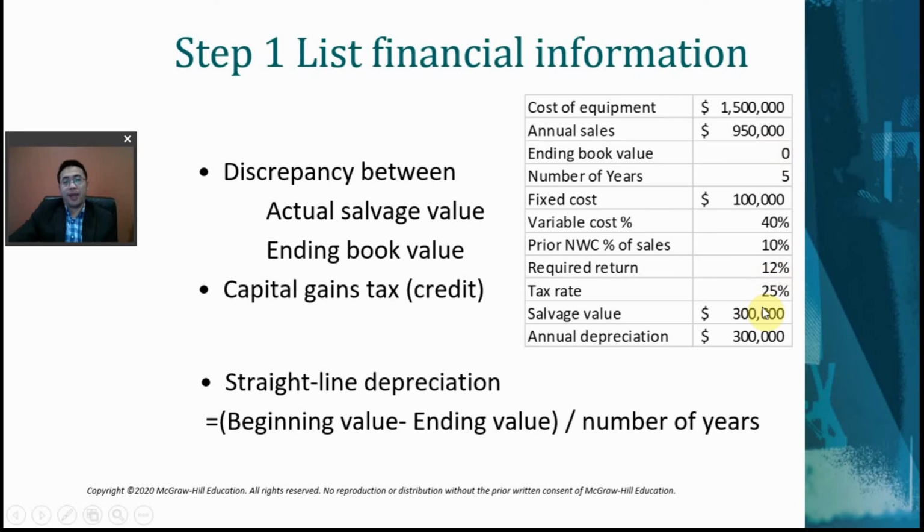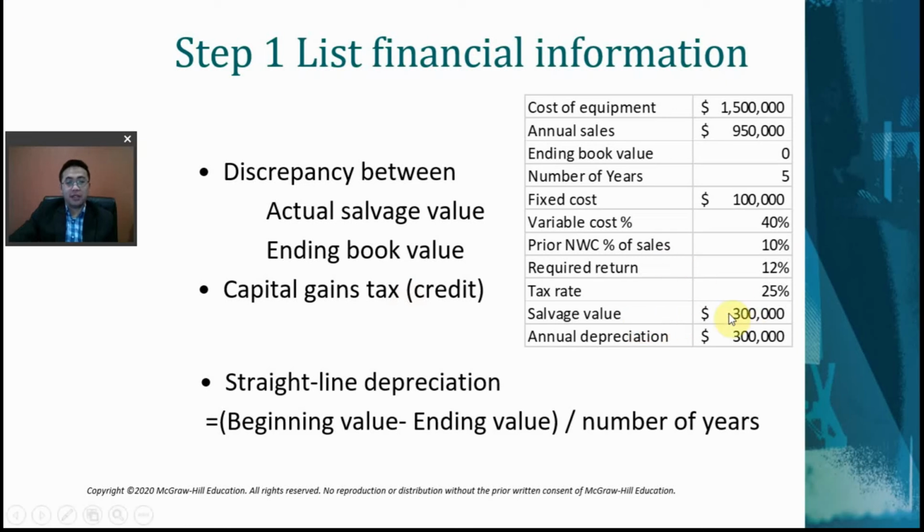But actually, they plan to sell the machine for $300,000. So that's a discrepancy between the actual salvage and the estimated salvage or ending book value. If the actual value is different than the book value, you could make capital gains. And the IRS will not let you go for free. You have to pay tax on the capital gains.